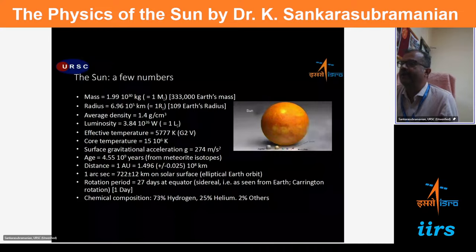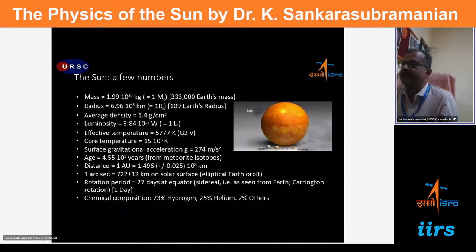Its mass is something like 10^5 times the Earth's mass. The radius is about 7 × 10^5 kilometers, into which you can fit some 109 Earths. The average density is 1.4 gram per centimeter cube, not a very high number, at least in the atmosphere. Luminosity is 10^36 watt.